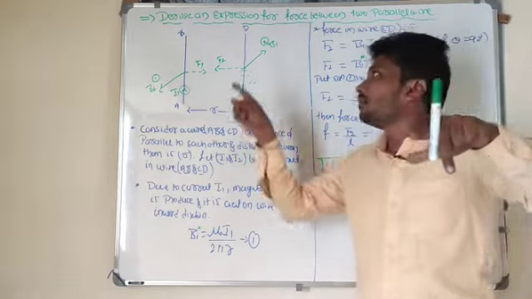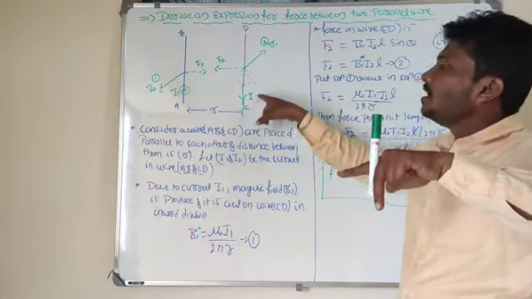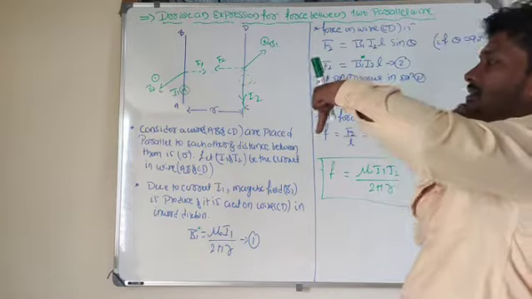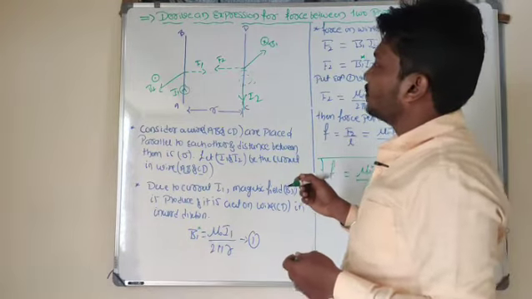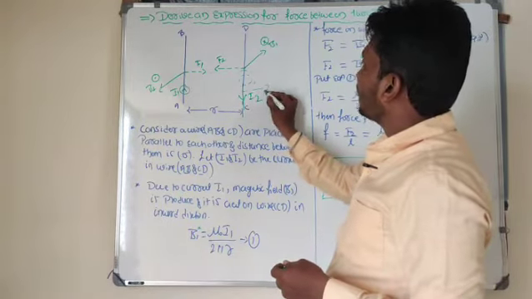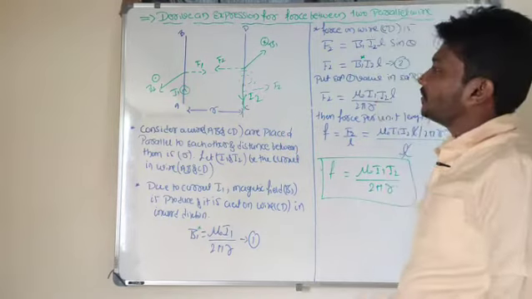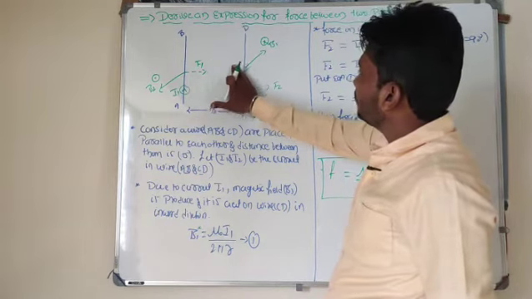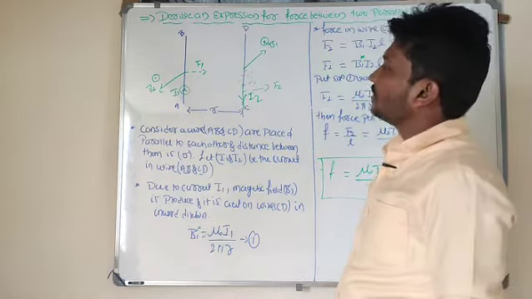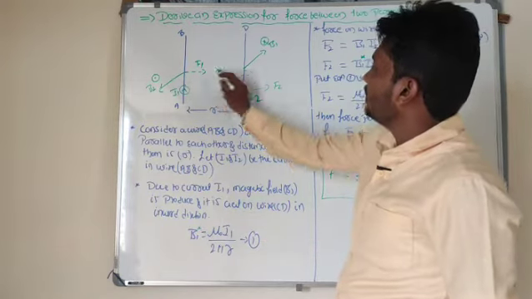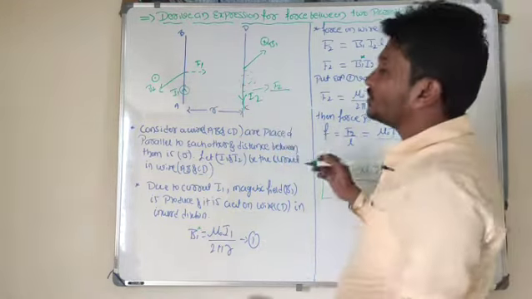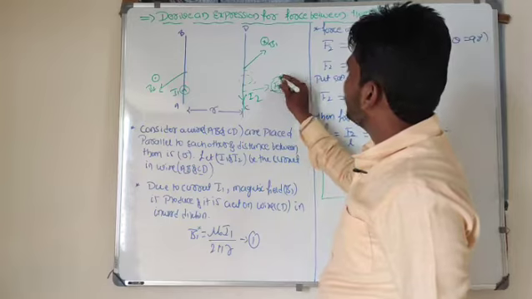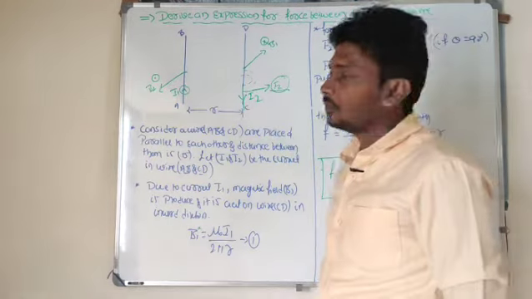For the wire CD, if the current is flowing in a downward direction, this is the direction of the magnetic field, this is the direction of the current, and this is the direction of the force here. In which direction is that force acting? That force F2 is acting in this direction. Now force F1 is in this direction and F2 is in this direction. So I got the direction of force F2 here.